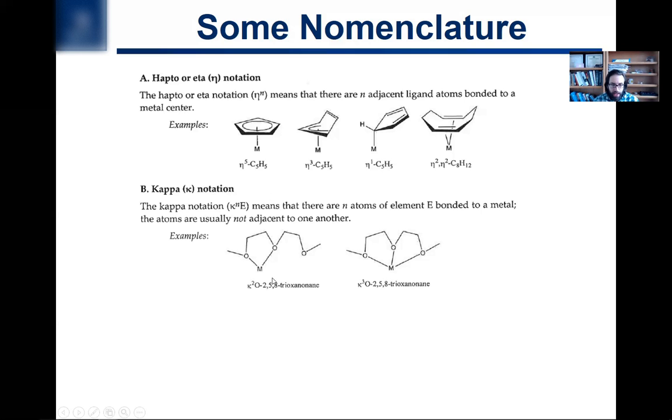Here is now kappa with a number and an atom. So kappa 2O with this trioxanonane ligand. Okay, so that's telling us, hey, look, we're going to have 2 of the oxygens binding to the metal center versus the kappa 3 isomer, right, would have 3 oxygens binding to the metal center.